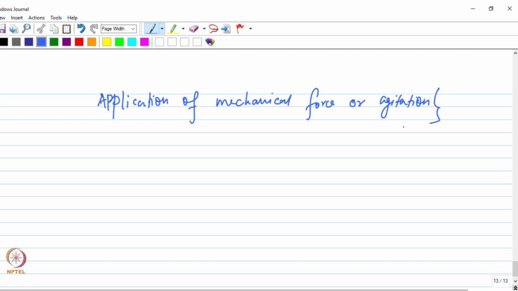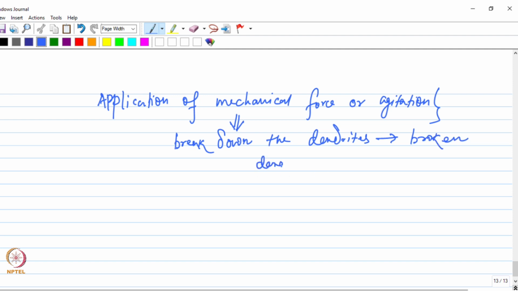Okay. So once you melt the material, you provide some mechanical force to agitate the melt. What that will essentially do is break down the dendrites which are forming as you cool it down. And now these broken pieces of dendrites will act as the nucleation sites and increase the nucleation rate.